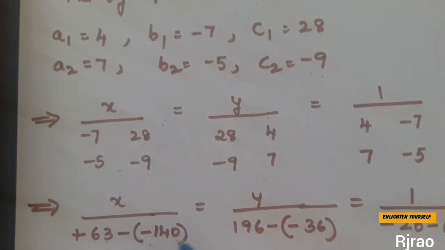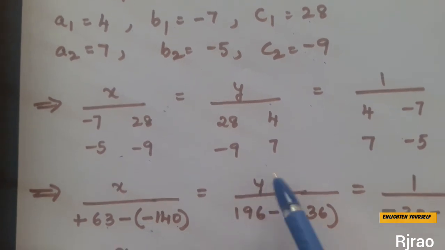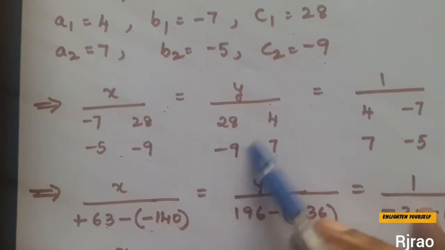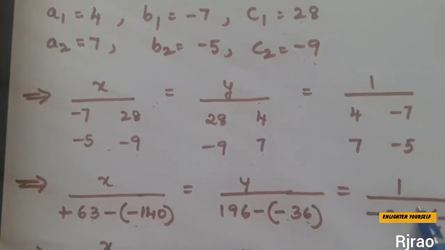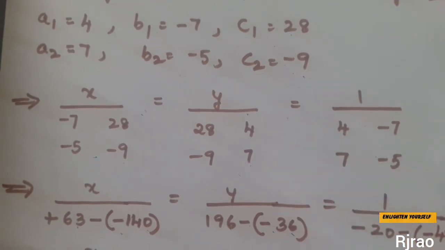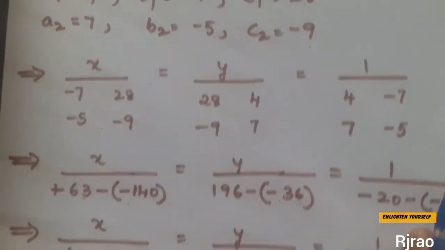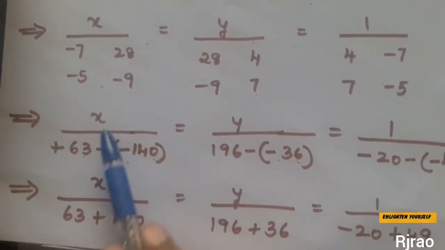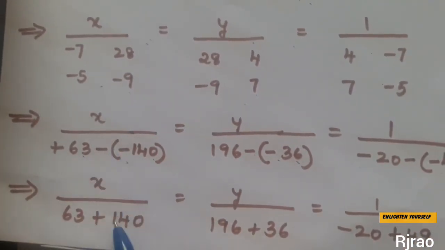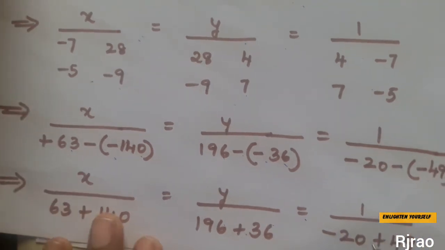is 140, is equal to y by 28 into 7 is 196 minus of minus 4 nines are 36, is equal to 1 divided by 5 fours are minus 20 and then 7 sevens are minus 49. So this can be written as x by 63 minus into minus plus 140 is equal to y divided by 196 minus into minus plus 36 is equal to 1 divided by minus 20 minus into minus plus 49.